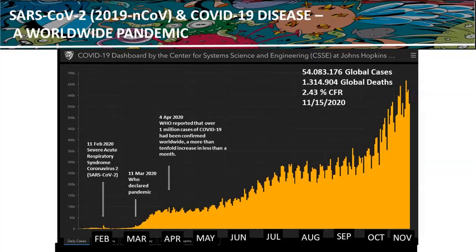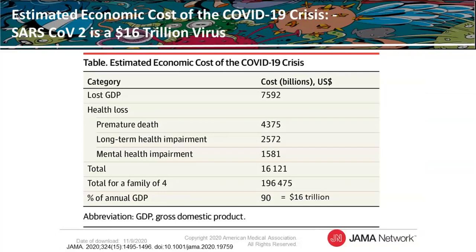Next slide. I just want to mention here, I'm a virologist, but I think we should also look at the economic cost of such a pandemic or virus infection. This virus is called in a JAMA paper the $16 trillion virus, and it says that a family of four will have a loss of $200,000 during this pandemic, and that is quite a number.